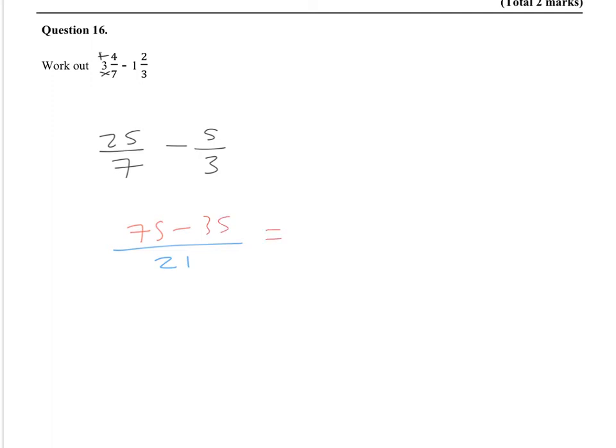And so we'll get 75 take away 35 will be 40 over 21. Now you can leave it as an improper fraction, but if you want to turn it back into a mixed number, as we have here, we should probably put it back as mixed numbers. 21 into 40 goes 1 time, remainder 19 over 21.